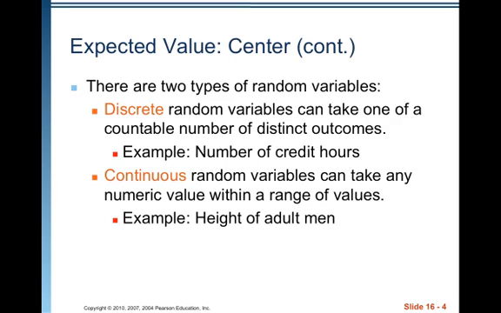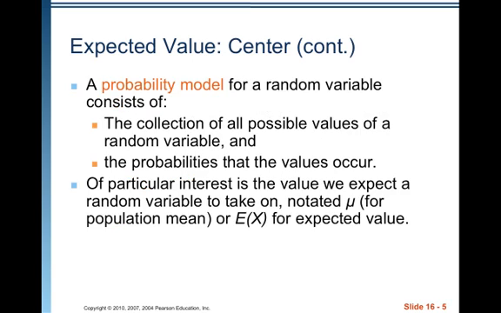Continuous random variables can take any numeric value within a range of values. So, for example, height of adult men. Now, we may be limited by the tools that we have to only be able to get to the nearest tenth of a centimeter, but the actual heights themselves can get as close to each other as you'd like, and even closer than what you can conceive. There is no demarcation between one possible height and the next.